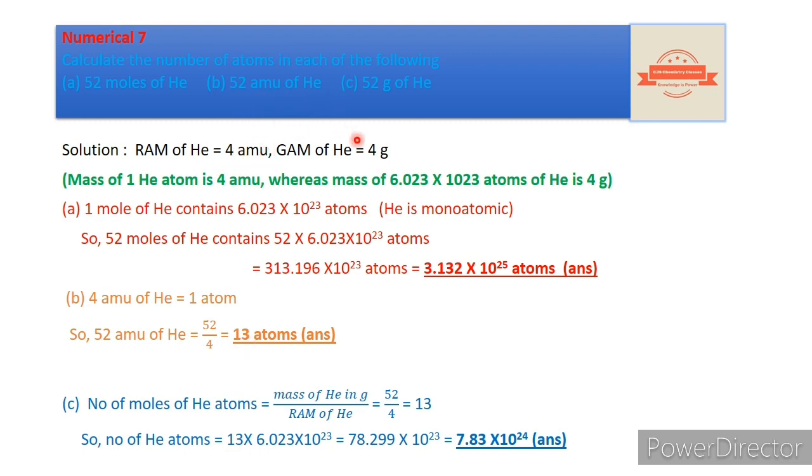In the third part, in 52 gram of helium, we first calculate the number of moles of helium atoms, that is mass of helium 52 divided by atomic mass of helium 4 equal to 13 moles of helium. 1 mole of helium contains Avogadro number of atoms. Therefore 13 moles of helium will contain 13 into Avogadro number. It is equal to 7.83 into 10 to the power 24 atoms.